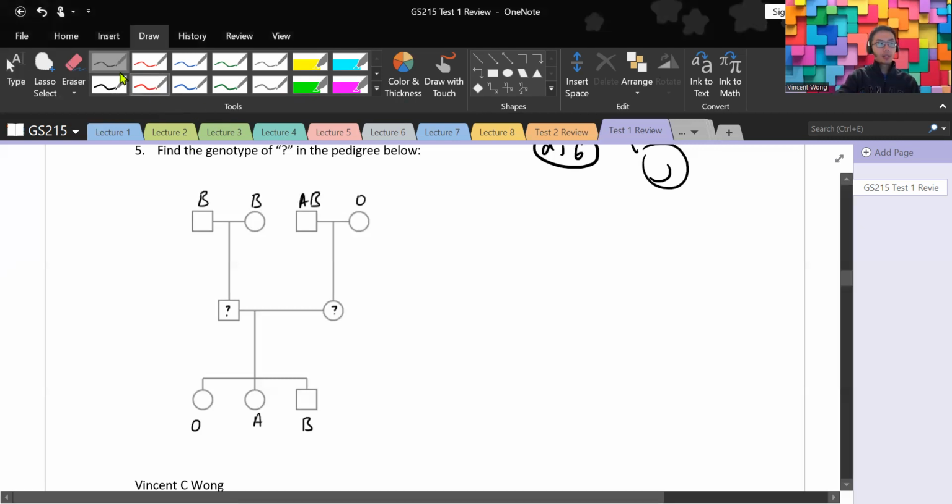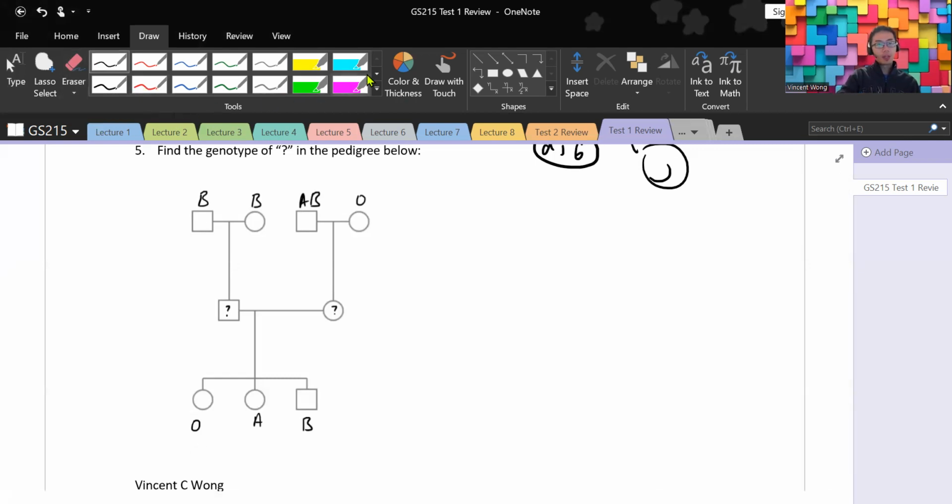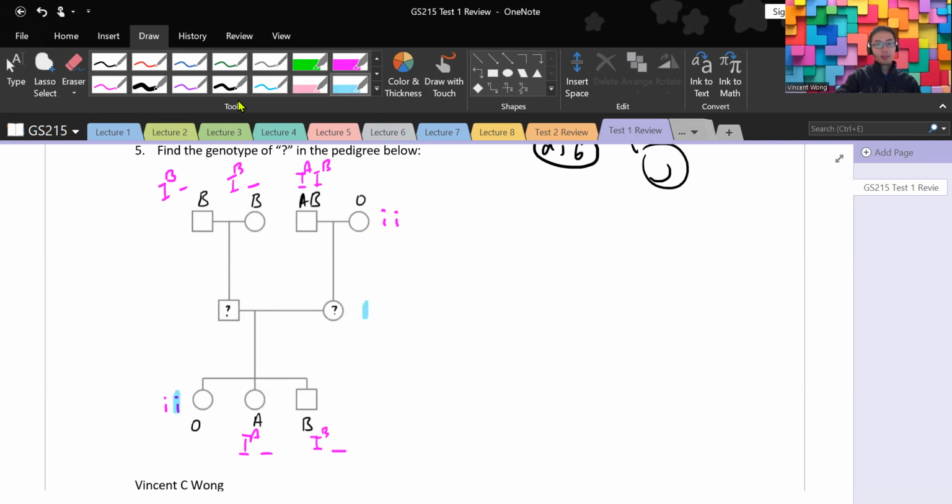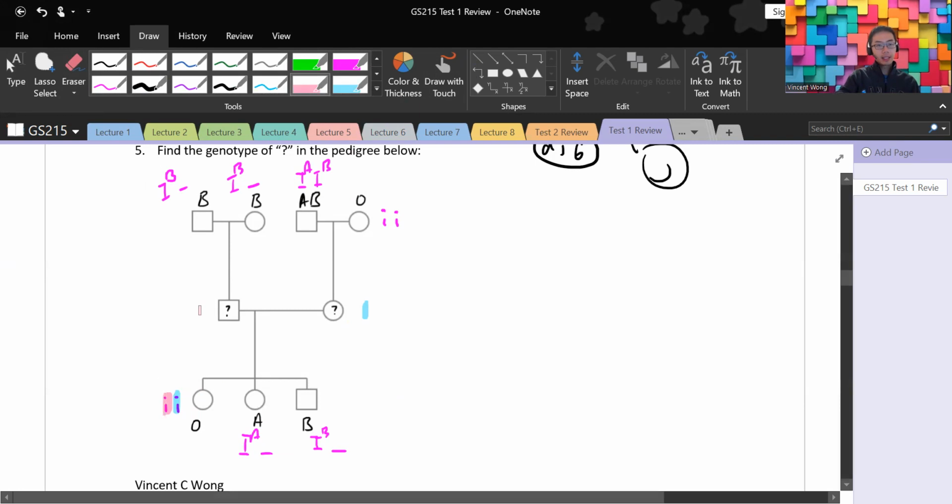So we will write down the alleles for people that we are certain of, such as O. So we know this is little i, little i. This is going to be IA something, IB something. Little i here. IA, IB. IB something, IB something. That's all we know to begin with. So one of the little i came from the mother, and the other little i came from the father. So that much we know.